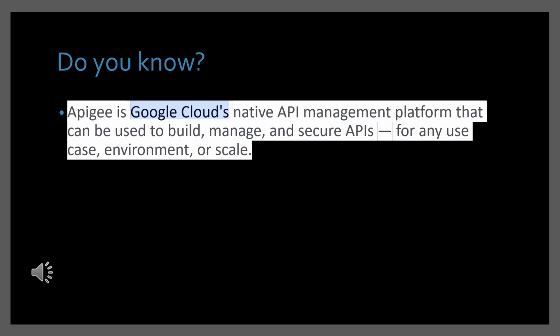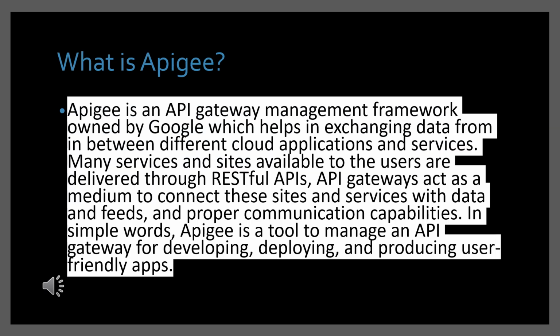So Apigee is one such great tool, which is Google Cloud's native API management platform, with which we can build, manage, and secure APIs for any use case, environment, or scale. That is the greatest advantage of Apigee. So what is Apigee? Apigee is an API gateway management framework. It is owned by Google, and is mainly used for exchanging data between different cloud applications and services.